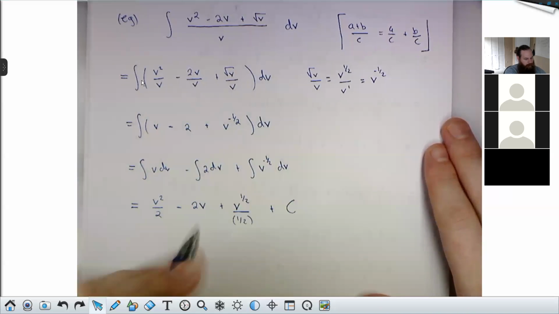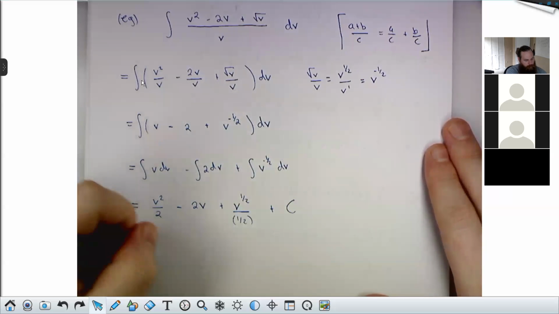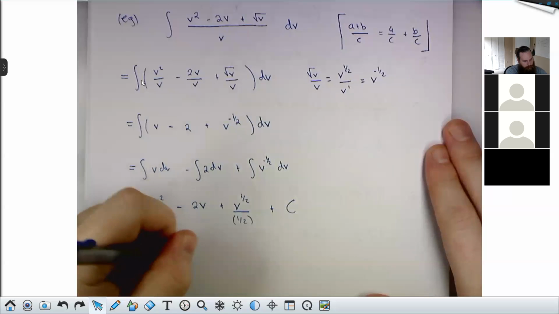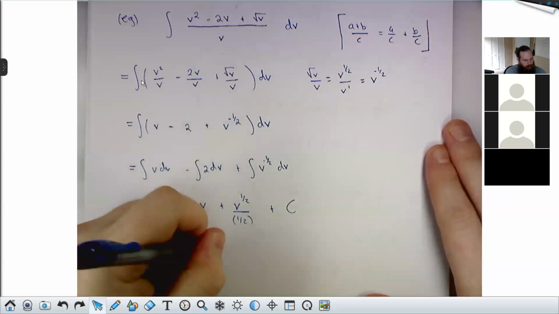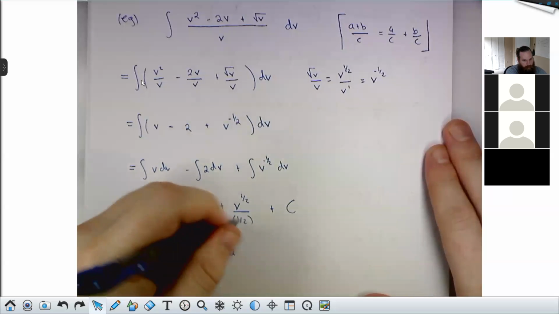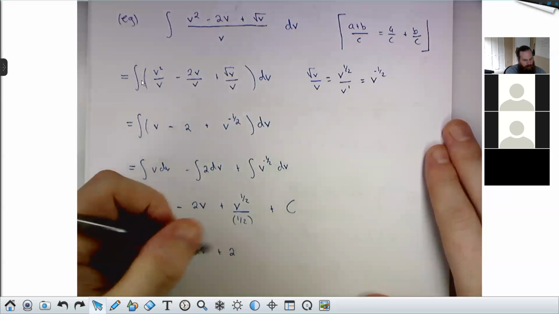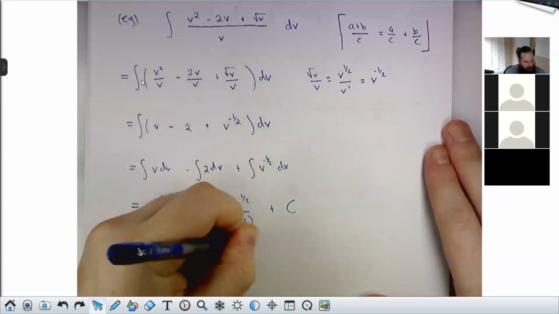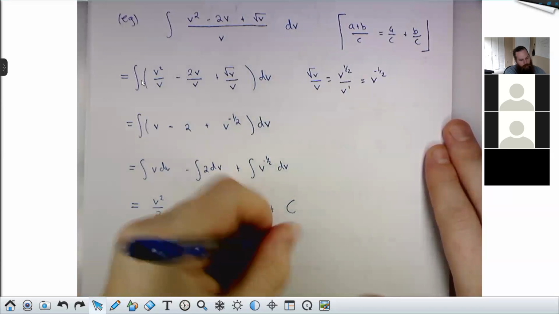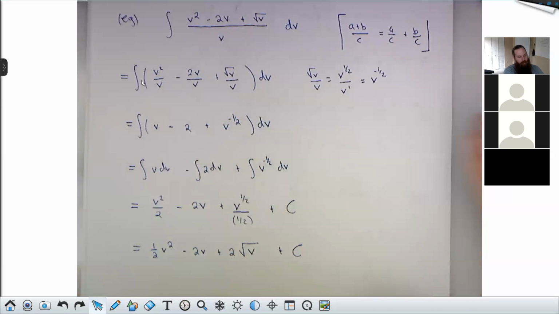This last term can be cleaned up a little bit. I would write this all as 1/2 v squared minus 2v plus, dividing by 1/2 is the same as multiplying by 2, and then v to the 1/2, that's the square root of v. So I would say this is probably the nicest way to write that.